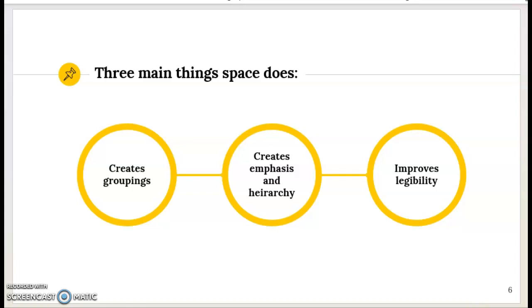So the three main ideas space does at the top of my page, that's more of an emphasis and hierarchy being used there. And then improves legibility. It really makes a site easier to navigate, or papers easier to understand, and also it just makes things look cleaner.